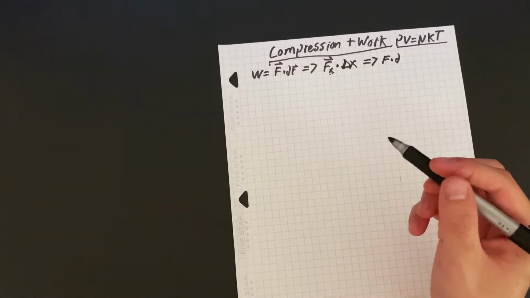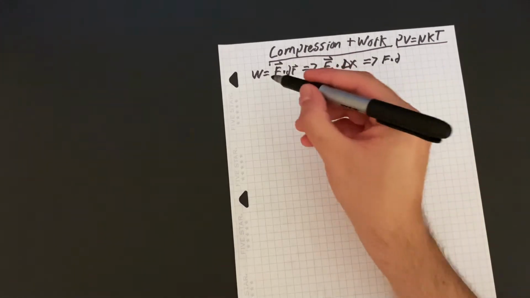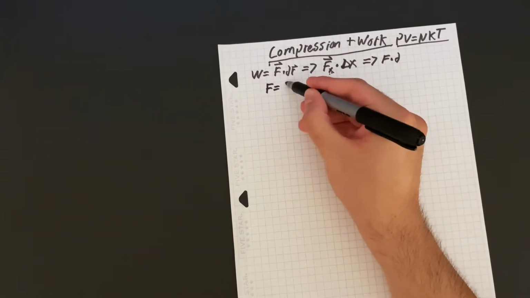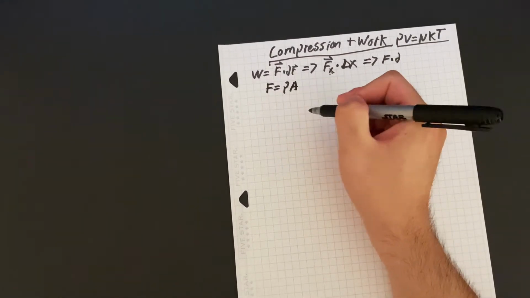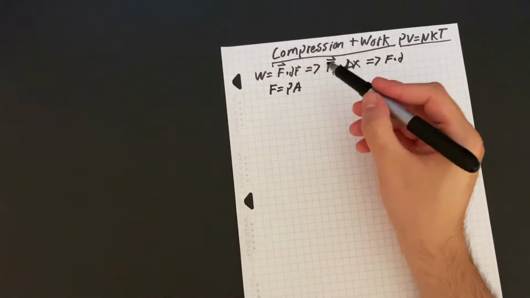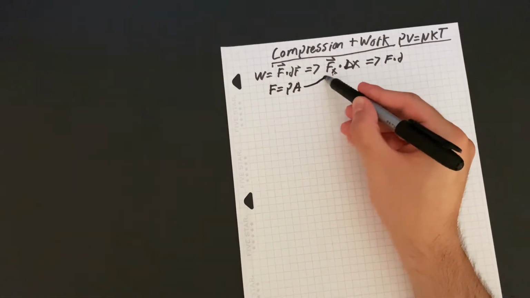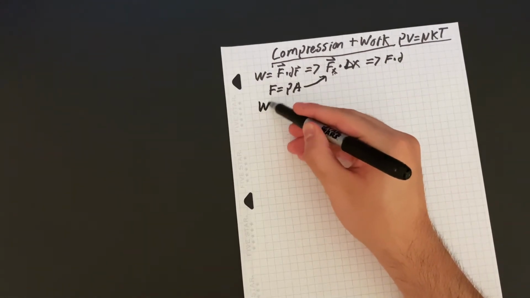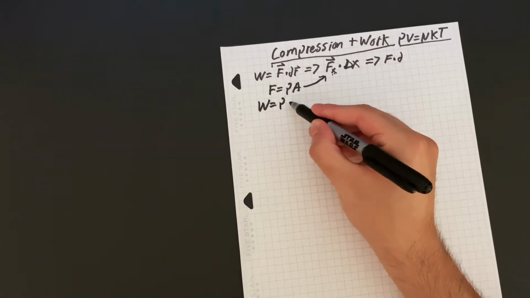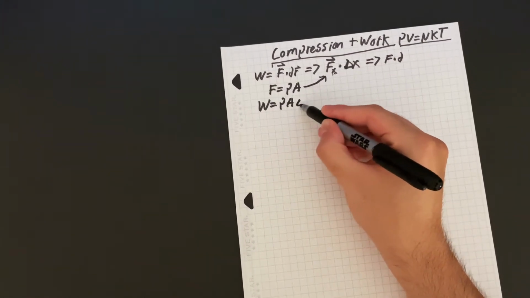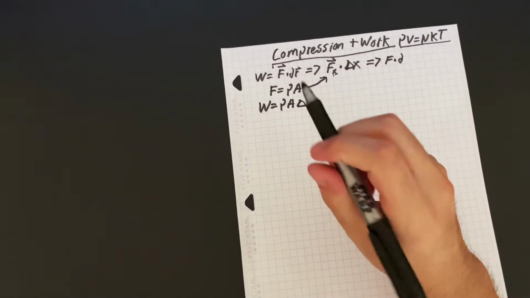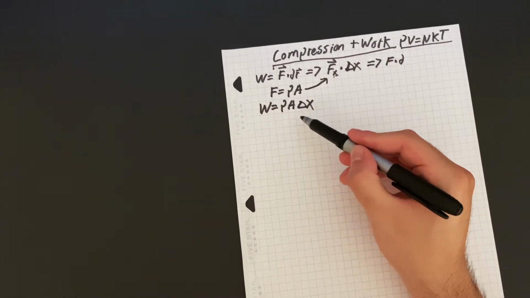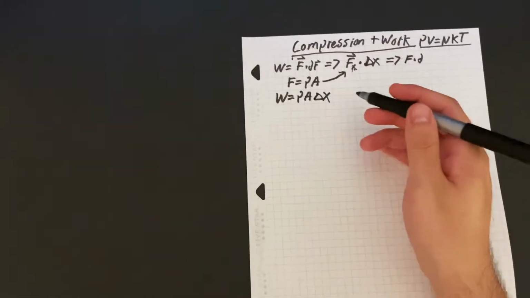Okay, and so if you remember also from our last video, force equals pressure times area applied to it. So this is good because now we have a force to plug into this. So let's rewrite this. Work equals pressure times area times delta x. Now this part right here is pretty interesting. The area times the delta x. What does that really mean?